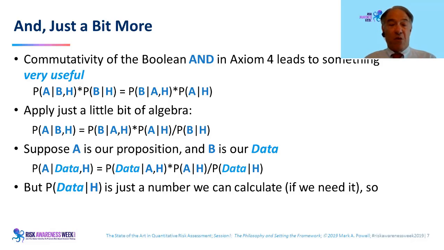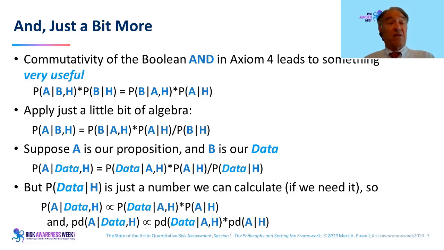We don't know what that number is, but because of the first three axioms, we can actually calculate that number if we want to, if we have the other terms, because we know that the total probability has to be equal to 1. It's a normalization term. And we could conveniently, as a result, simply write the conditional probability law as a proportion. Probability of A given the data is proportional to the data given A times the probability of A. And of course, we can do that with density functions as well. So I wanted to show you that.